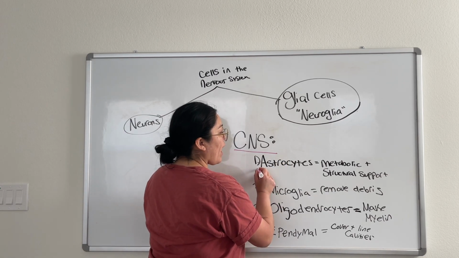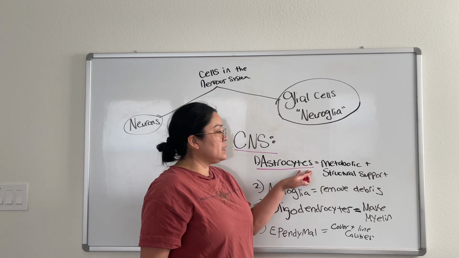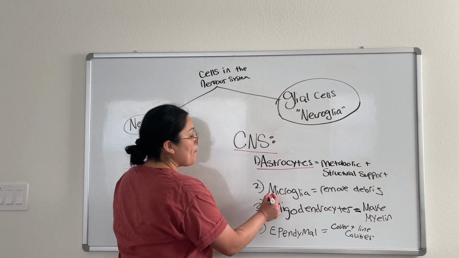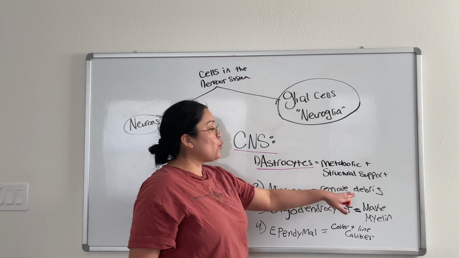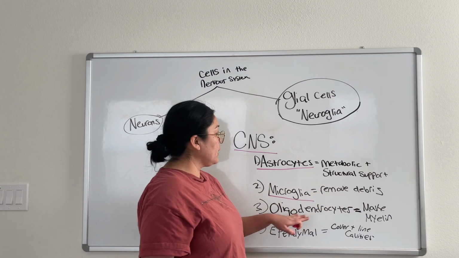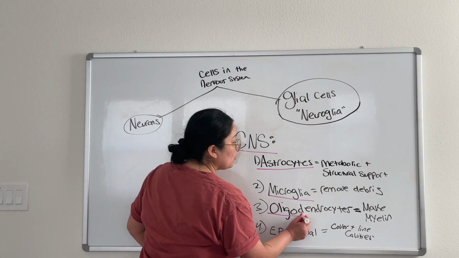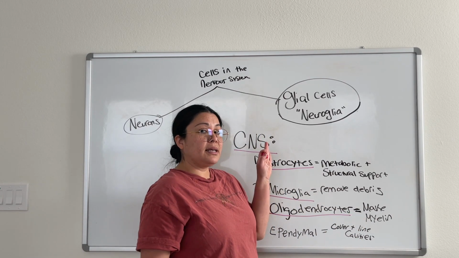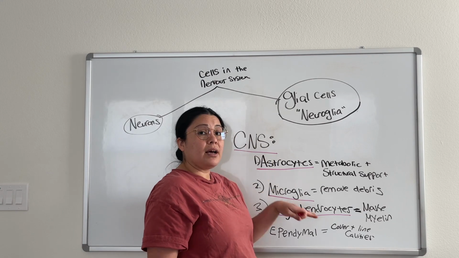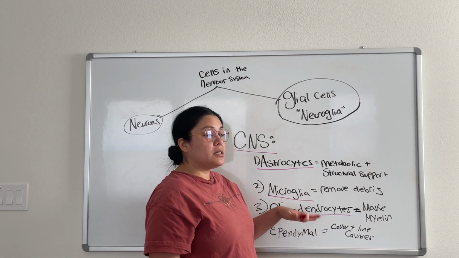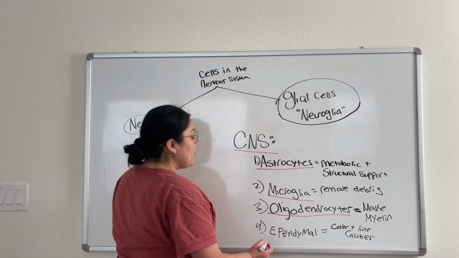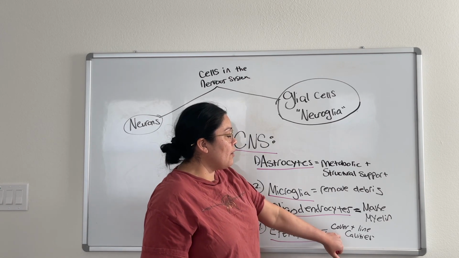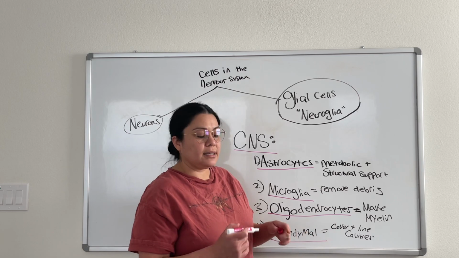One, you have astrocytes. Astrocytes function as metabolic and structural support. You have microglia. These are going to remove debris. You have oligodendrocytes. Remember, these make your myelin in the CNS. In your PNS, you're going to have Schwann cells. You're not going to have these in the CNS, but you'll see that in a bit. And number 4, ependymal cells. You're going to have these to cover and line cavities. These are kind of like a skin.